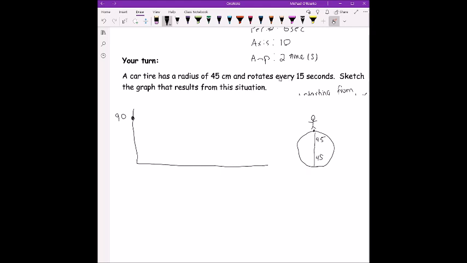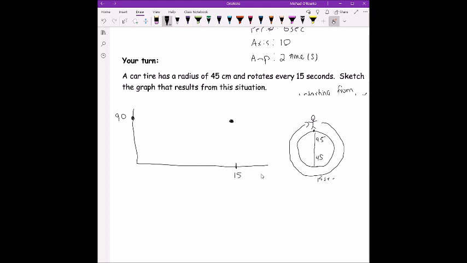Okay, how long does it take to go through a full rotation? 15 seconds. So I'm going to set out 15 way over here. That's when my dude goes all the way around, and he'll be back up on top. It will take 15 seconds to go all the way around. Does that part make sense? How I kind of figured that out?